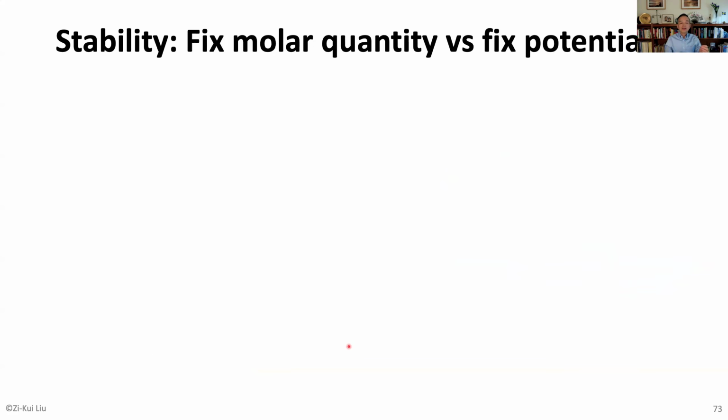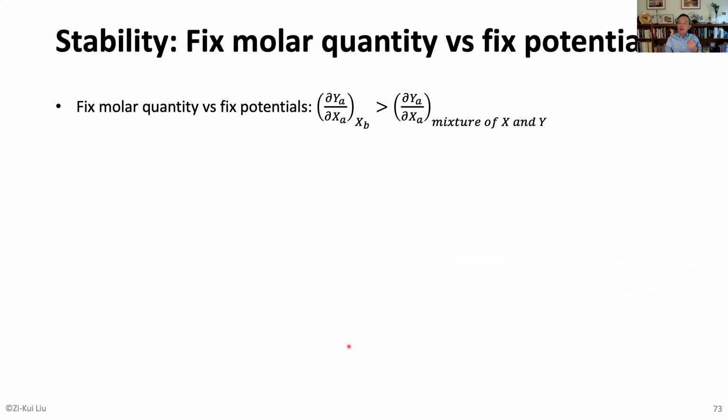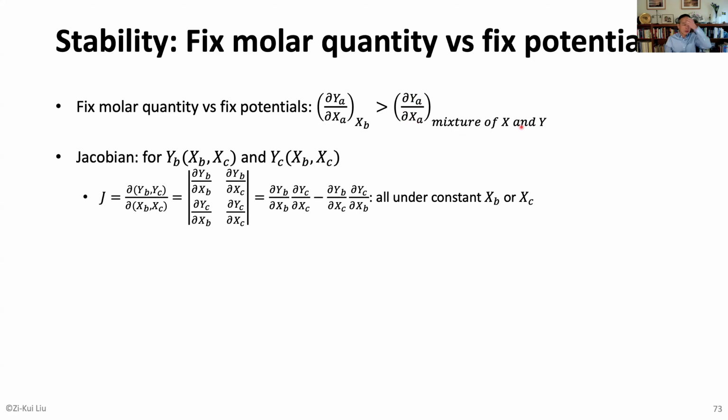So the derivative, when it's taken at fixed molar quantities or fixed potentials, they are different. And let's start with the conclusion. The conclusion is that if you fix potentials compared to fixed molar quantities, the derivative at fixed molar quantities is larger than the derivative at fixed potentials. So we can prove this one, with a little bit more math here. If you have difficulty following it, please go back to learn a little bit more about the Jacobian.